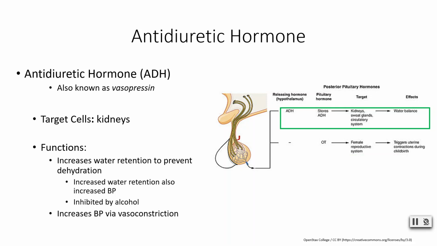And then we have antidiuretic hormone, ADH. And again, we mentioned you might hear it termed vasopressin, and that's okay too. ADH works on your kidneys. The major function of ADH is to increase water retention so we can help prevent dehydration. When we increase water retention, we will increase your blood volume, which increases your blood pressure.